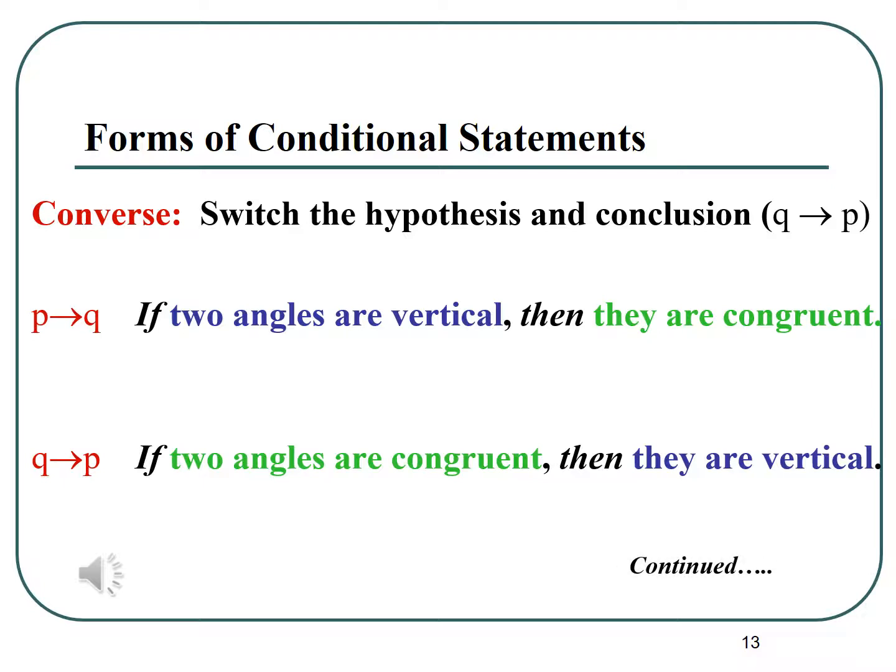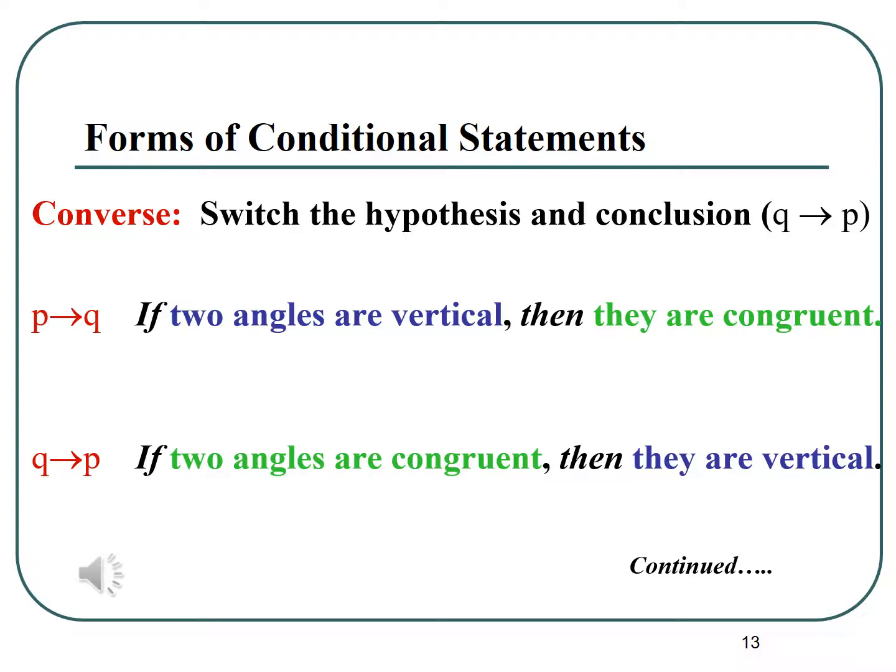Since we examine the logic of a conditional statement, we examine the logic of other forms of it. And there are four different forms we're going to talk about. The converse, the inverse, the contrapositive, and then the biconditional statement. Let's start with the converse. With the converse, you switch the hypothesis and the conclusion. So instead of P implies Q, it's Q implies P.